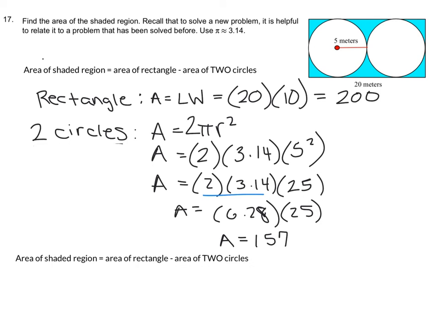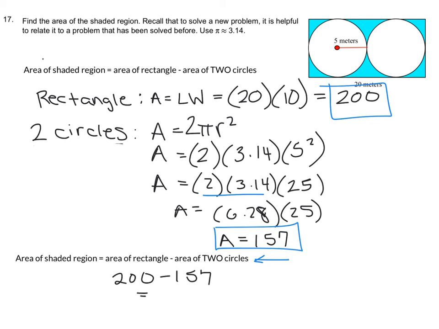Okay, now like we said earlier, the area of the shaded region is found by finding the area of the rectangle and then subtracting the area of the circles. The area of the rectangle is 200, and the area of the circles is 157. So we'll do 200 minus 157, and we get 43. So the area of the shaded region is 43 square meters. And that is our final answer.